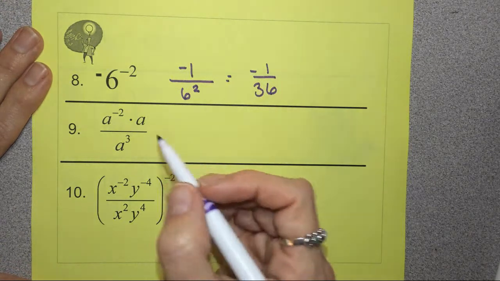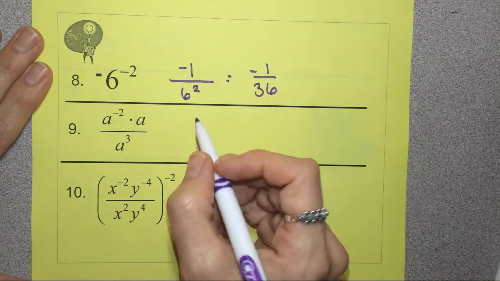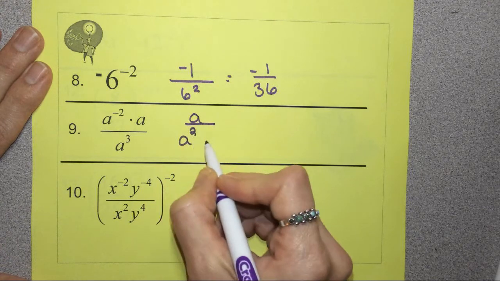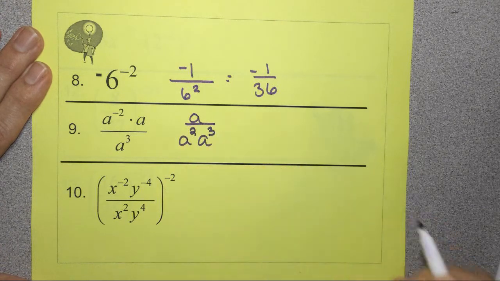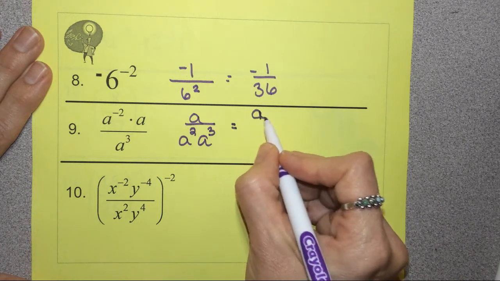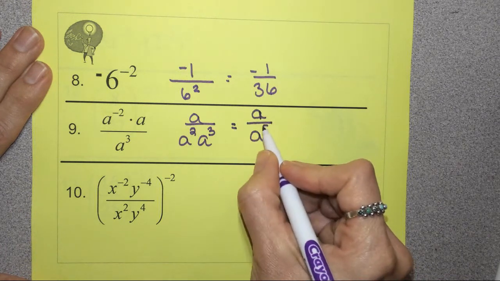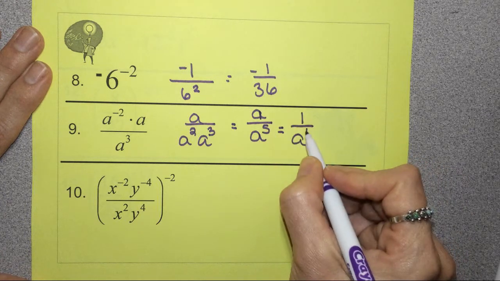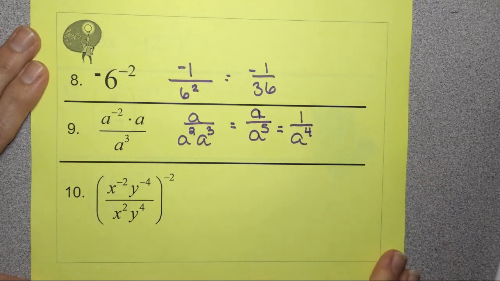On number 9, I'm going to move my negative 2 first. So I'm going to have a over a squared times a to the 3rd. I'm going to add the exponents on the bottom and get a over a to the 5th. I'm going to subtract exponents and get 1 over a to the 4th.